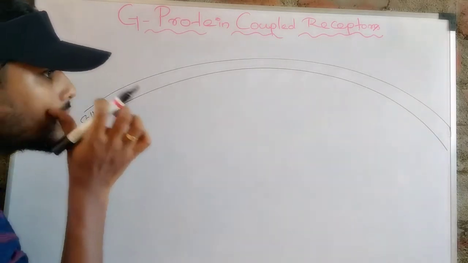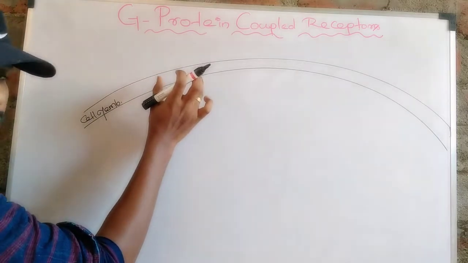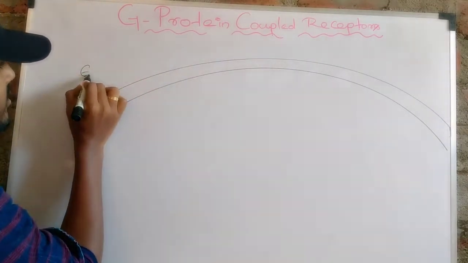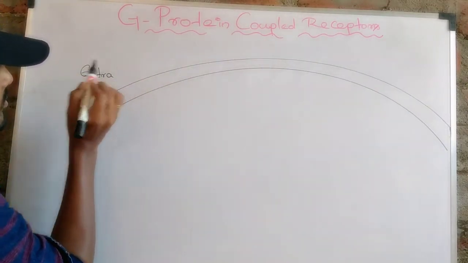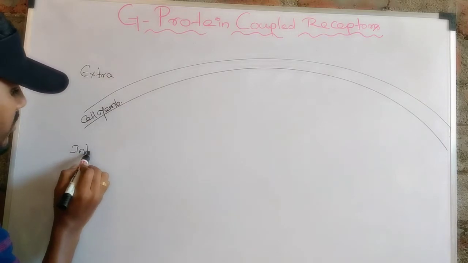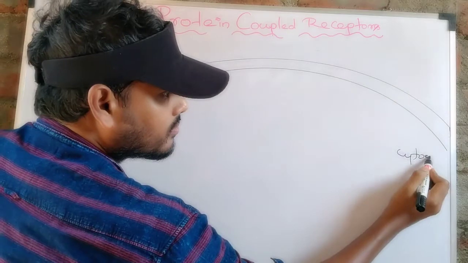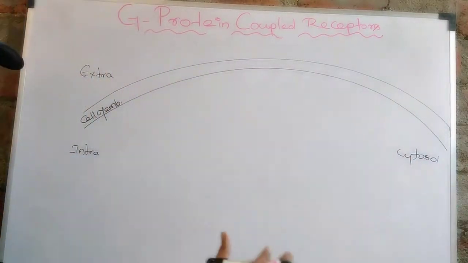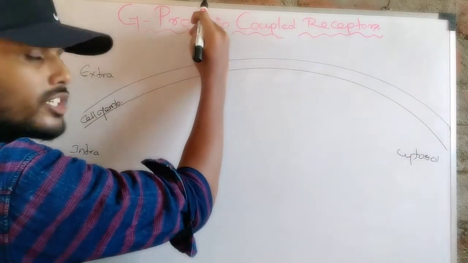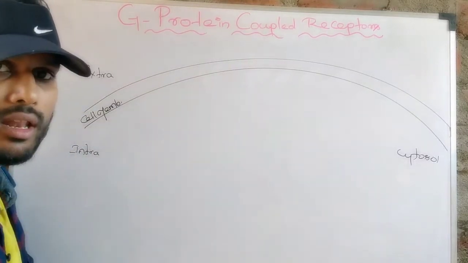Okay, I'll make this clear. Cell membrane: this is the extracellular region, and this is the intracellular, the cytosol region. So this is the cytoplasm. This is the outside of the cell, and this is the inside of the cell.